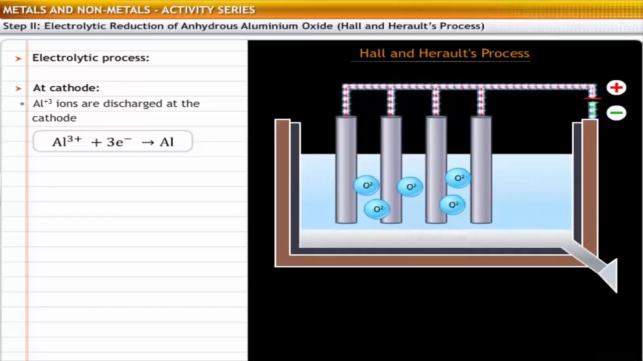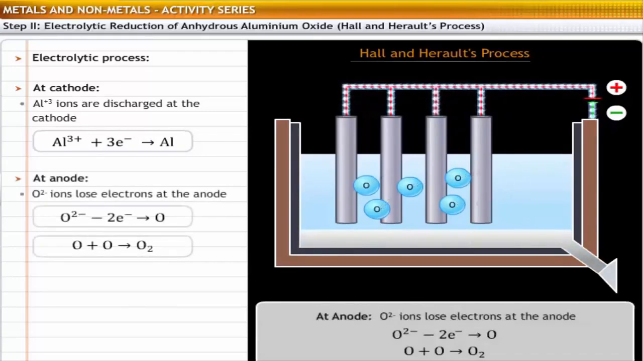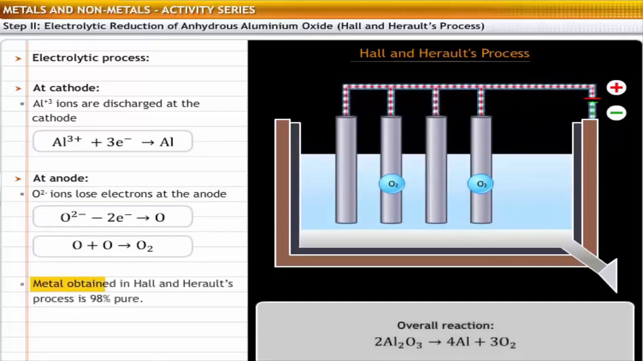The oxide ions lose electrons and form oxygen atoms at the anode. The oxygen atoms combine and form oxygen molecules. The metal obtained after Hall and Heroult's process is about 98% pure. This needs to be purified further.